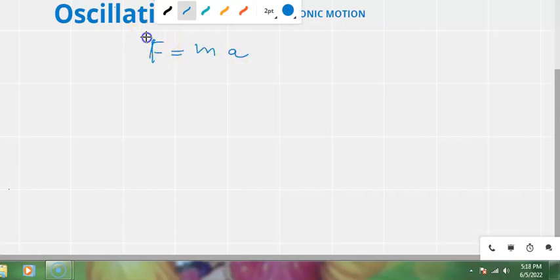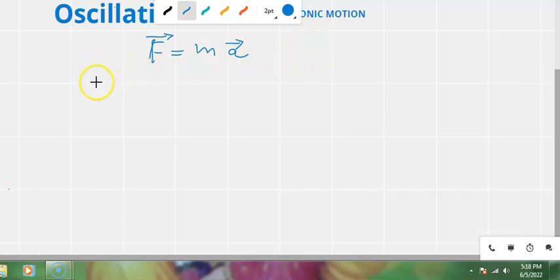Here we discuss oscillations. We know that the way an object moves is decided by the force acting on the object, and one can find out the motion of the object using Newton's second law of motion, that is, force is equal to ma. This is a vector equation, and we can talk about motion in 1 dimension, 2 dimension or 3 dimension.